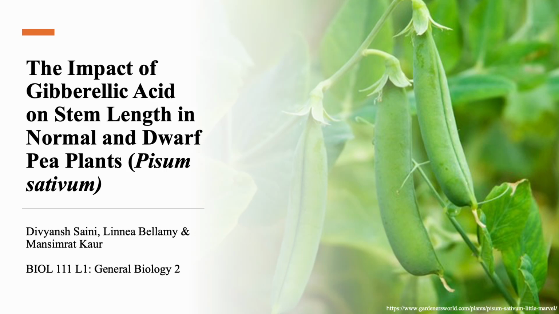Hi, my name is Divyan Seni and I am working on this project with my partners Lanea and Mansimrat. Our aim for this project is to check the impact of gibberellic acid on stem length in normal and dwarf pea plants. The species that we worked on is Pisum sativum.